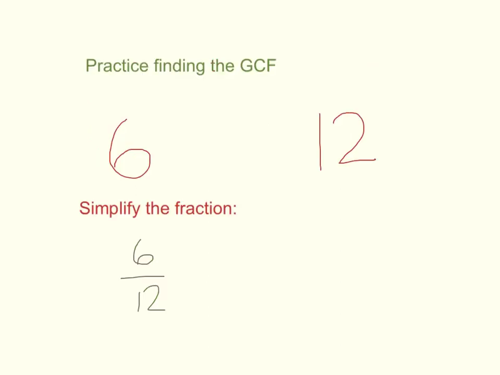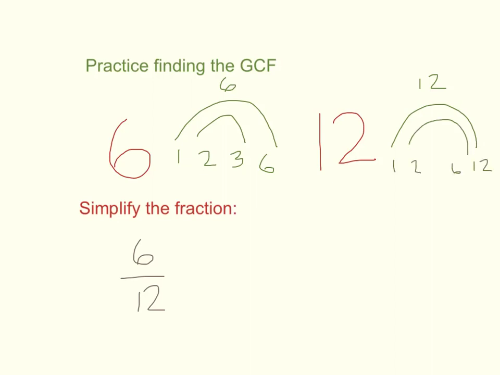Let's first practice finding the greatest common factor. Let's say that I'm giving you two numbers, 6 and 12. I would start by finding the factors of both 6 and 12. To do that, you can do the rainbow method, which is one thing that we've started talking about in class. I know that 1 and 6 are factors, and also 2 and 3. When doing a rainbow for 12, I know 1 and 12 are factors, 2 and 6, and finally 3 and 4.